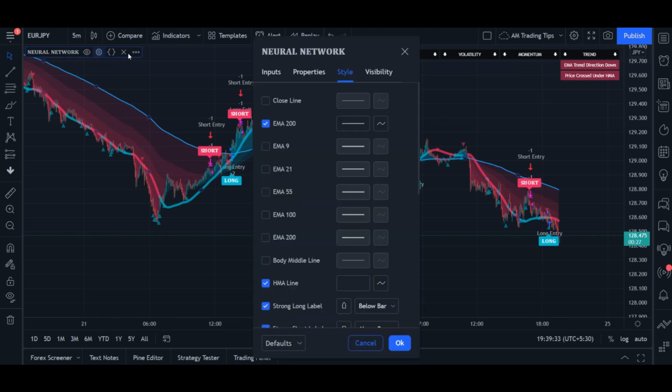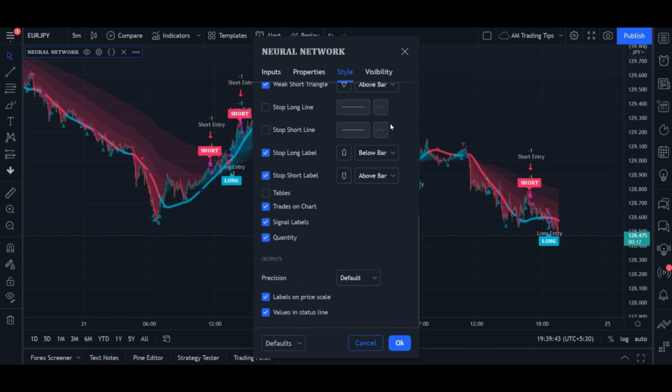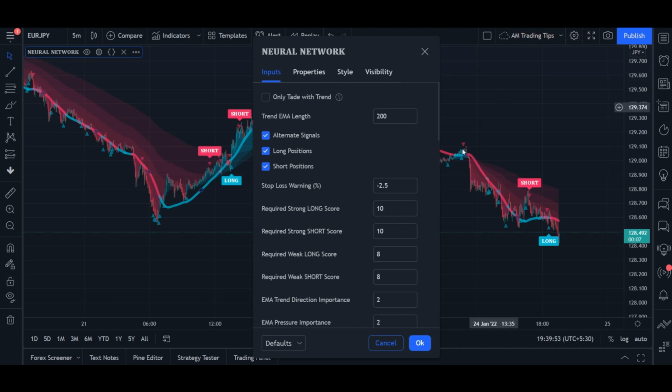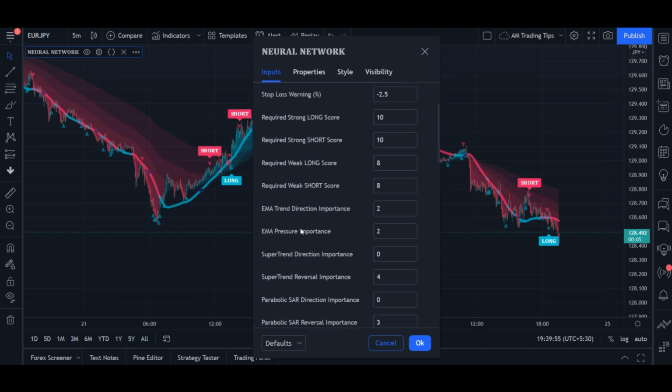Let's make some adjustments. Open the indicator settings, then head to the style section. Let's review the indicator settings. First, uncheck EMA 200, now uncheck tables and trades on chart to reduce the confusion and to clarify the chart. Now go to the input section and change the value of EMA pressure importance from 2 to 7 and put OK to apply changes.